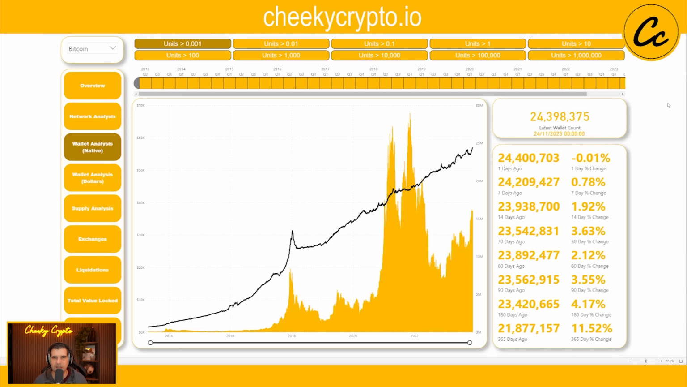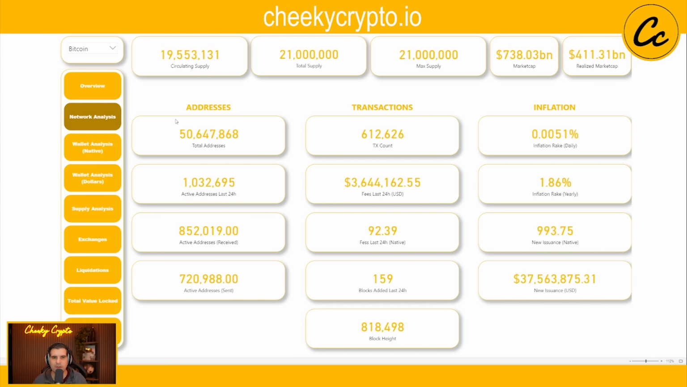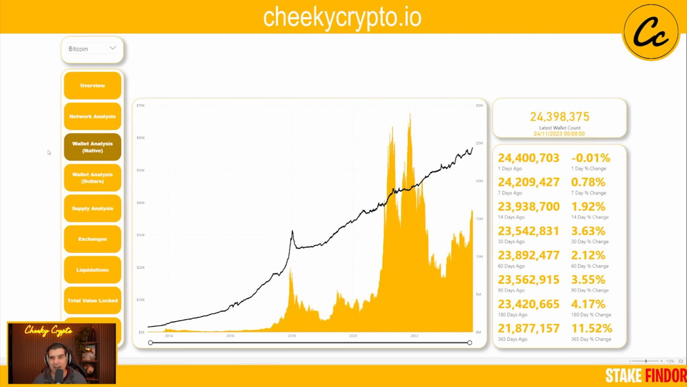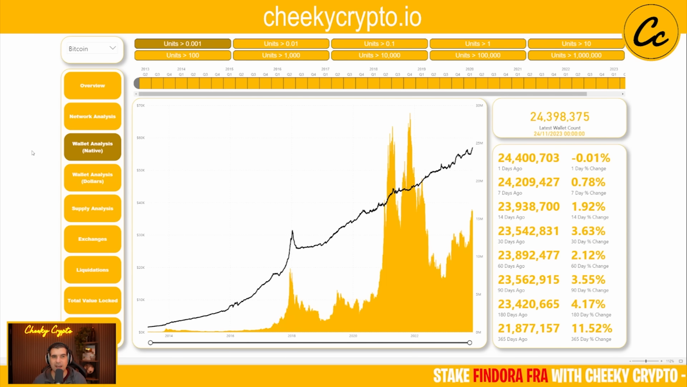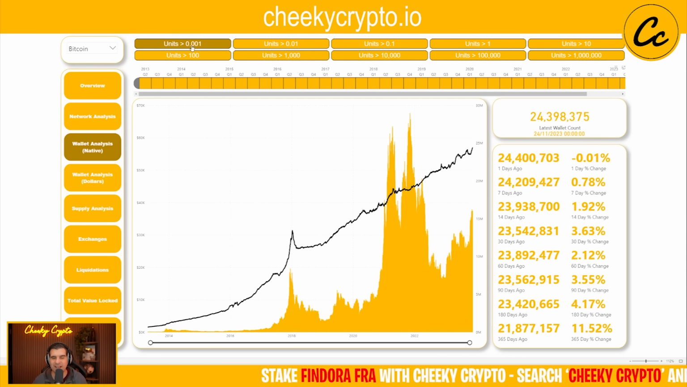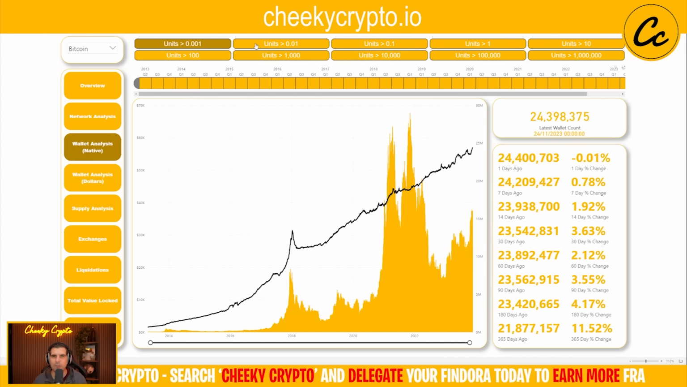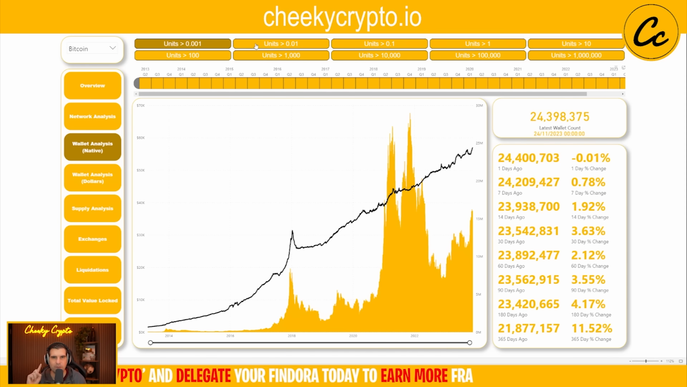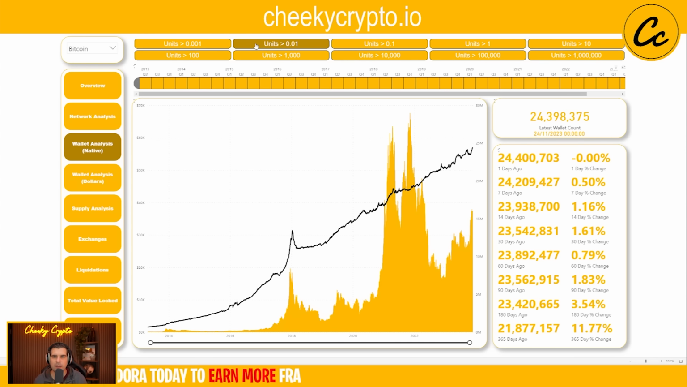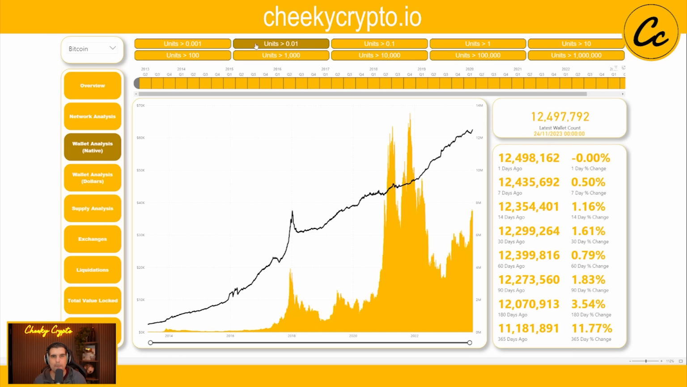But here's the big kicker. There's only 24.3 million wallets that have more than 0.001 Bitcoin. And as you remember, 50.6 million total. That means that less than half of all addresses actually have some form of Bitcoin in them. And this is a really, really low level. This is basically non-existent. As we go up and we say, okay, well, what if you hold just 1% of a Bitcoin? There's only 12.4 million of them.